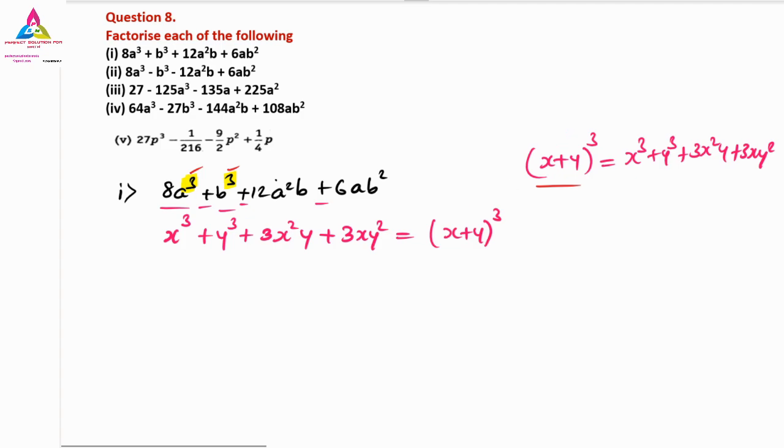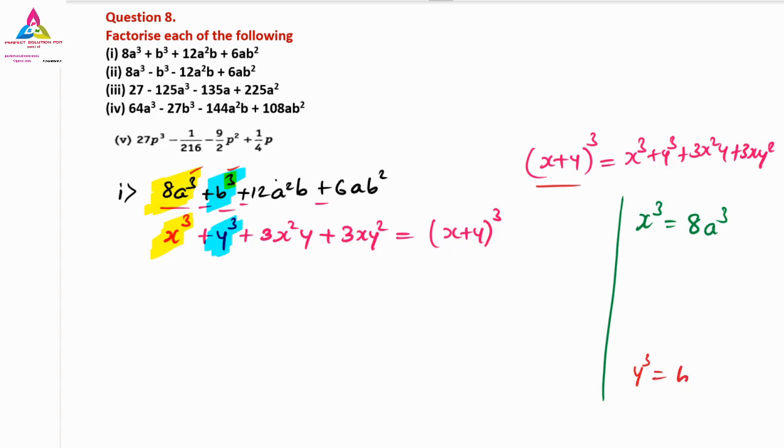So what is next? Here I will take it down. In place of x cube we have 8a cube. If you glance at it correctly, in place of x cube we have 8a cube. Very important. Next, in place of y cube we have b cube. Only two variables, so we need only two things. I will write down y cube, and in its place we have b cube.